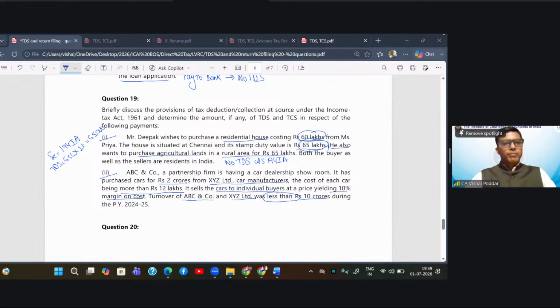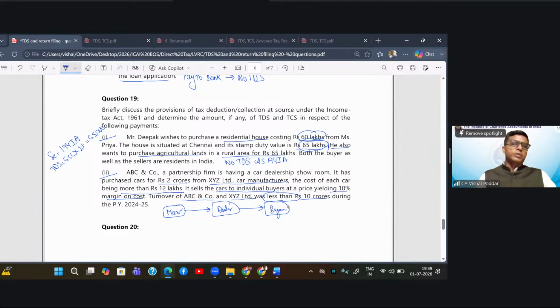Harshal, which one? On what transaction and which one? There are two transactions given, Harshal. One is the manufacturer has sold cars to the dealer, and the other is the dealer has sold cars to the buyers. So there are two transactions where TDS, TCS applies.